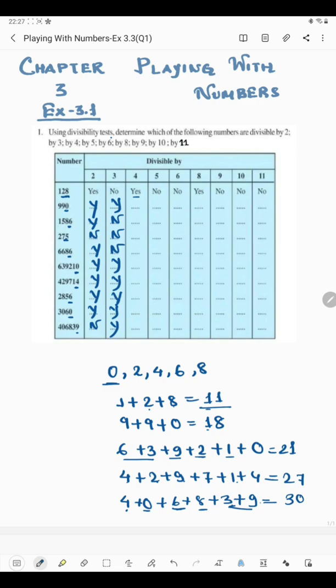Okay, next we have 990, but we will have to check 90 here because the last two digits here are 90. So if you check whether it is divisible by 4, then see, we will have to divide. 4 2s are 8, then 9 minus 8 is 1, 0 will come down, 4 2s are 8. So here we can see that remainder is left, so here remainder is 2, so that means 90 is not divisible by 4, so we will write no.